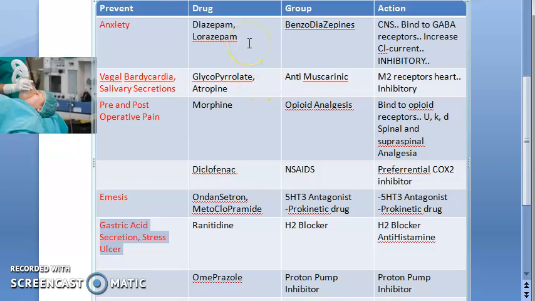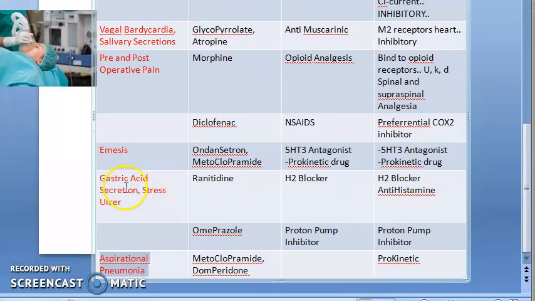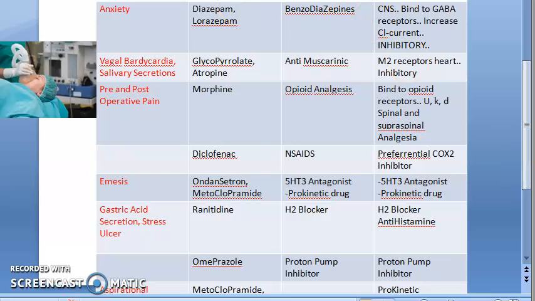You don't want the patient to have excess gastric acid secretion. You don't want them to get into any stress ulcer. And then you don't want them to have any aspiration pneumonia. See, aspiration pneumonia is not a very common thing. But in surgery, what happens is the acid in the stomach may get aspirated to the lungs, and then it can lead to pneumonia. So that is what they are trying to avoid. These are the objectives of pre-anesthetic medications. Okay, let's get into the details now.